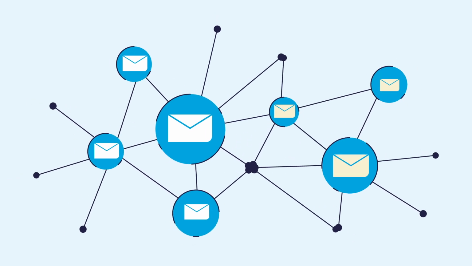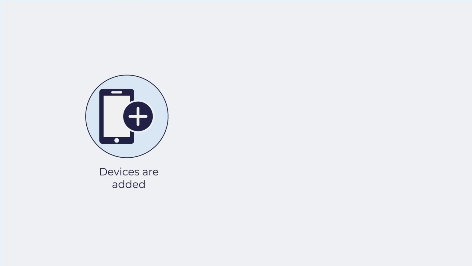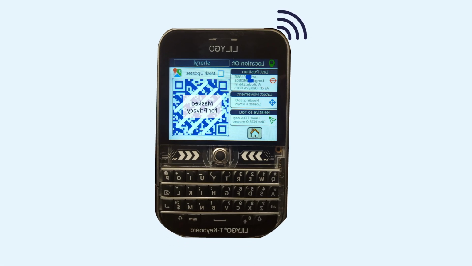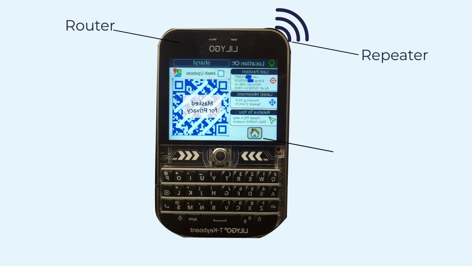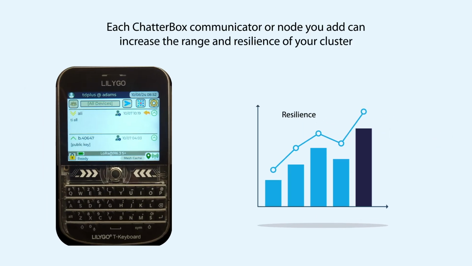A ChatterBox cluster is a dynamic and decentralized messaging and location system that automatically adapts as devices are added, powered off, or move around. Your cluster is able to do all that because each ChatterBox is a router, repeater, packet cache, and GPS receiver all in one. Each ChatterBox communicator or node you add can increase the range and resilience of your cluster.